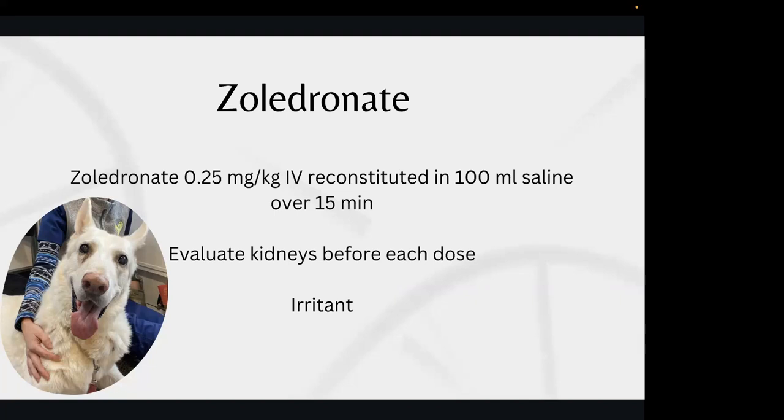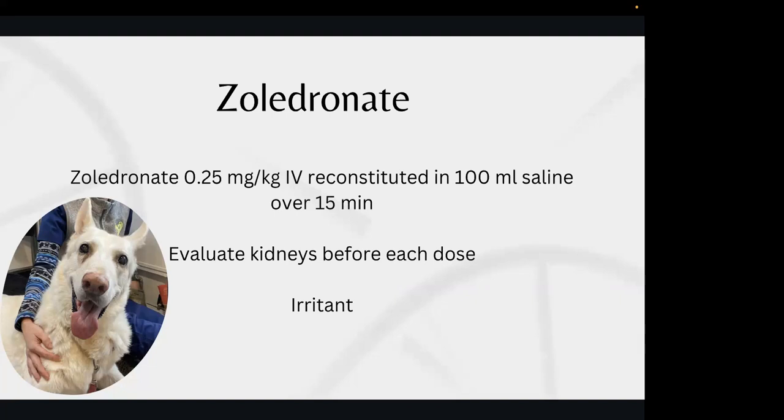I wouldn't check it for about a week, and then I would check it again a week after that and see where you're at. And then I would keep checking it once every week or two until you figure out when it starts to rise again. And that's when you know to give the zoledronate. Alternatively, you can just give it every 4 weeks. I do that for a lot of my patients.